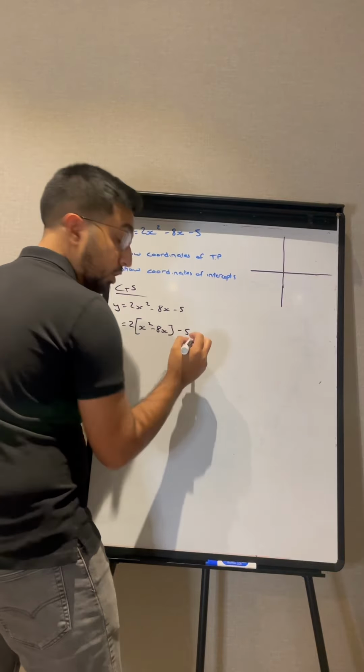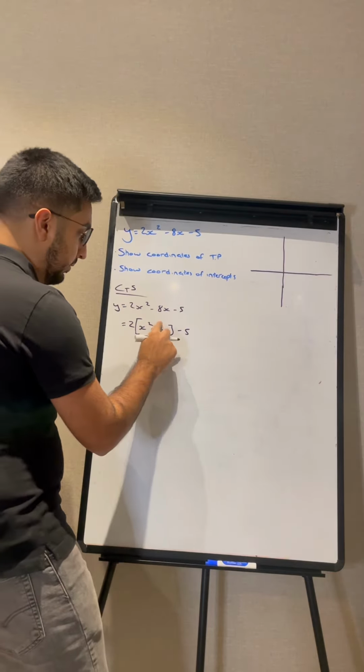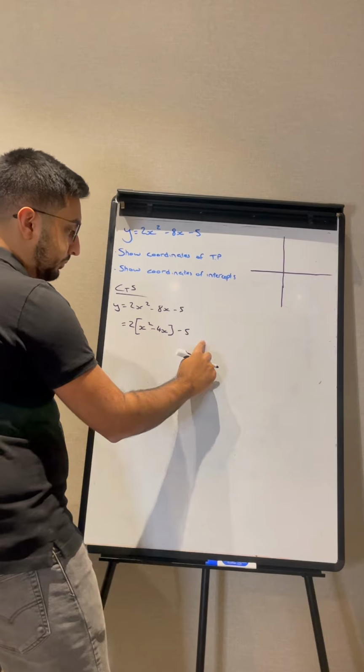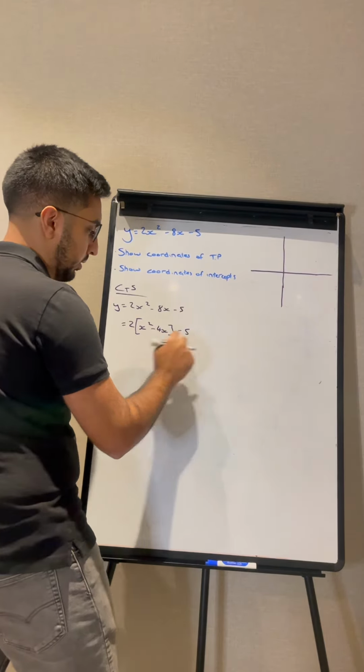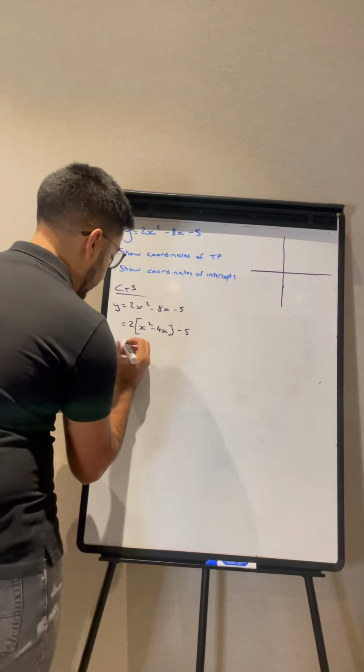And what you could do differently is you could take a factor of 2 out of the whole thing. So it would be 2 square brackets x squared minus 4x minus 5 over 2. But we'll do it this way today.